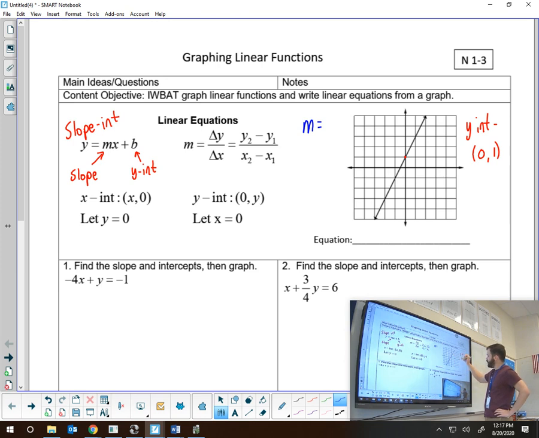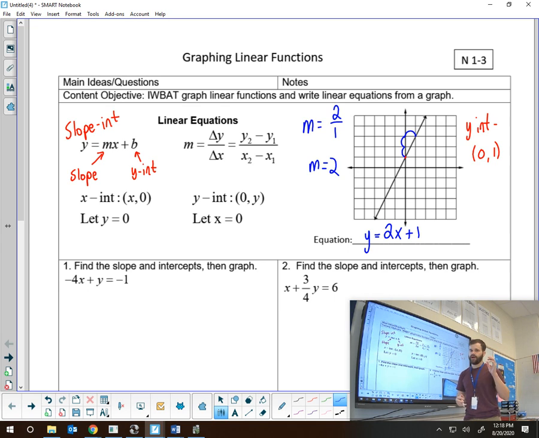As we count, we're going to go up 1, 2. So we're going to go up 2, and we're going to connect it to this point, and we're going to go over 1. So my slope is going to be 2 over 1, or 2. When I go to write my equation, it is going to be y equals 2x plus my y-intercept, which is 1. So my equation is going to be y equals 2x plus 1.